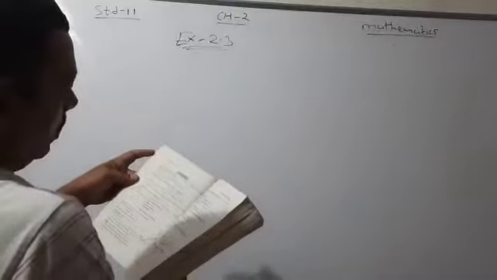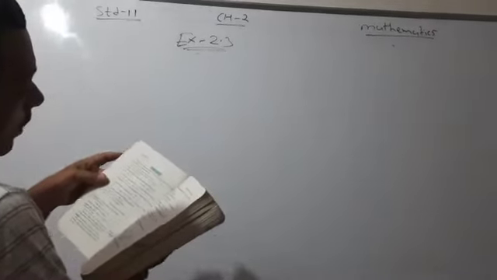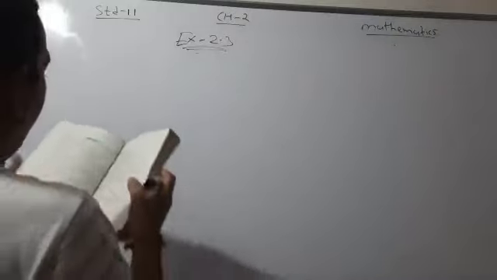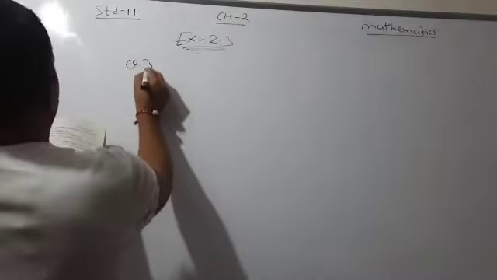See, in question number 3, the function f is defined by f(x) = 2x - 5. Write down the values. You have to write only values. I will solve one question and then the remaining questions I will give you as homework. There are 4 sub questions.